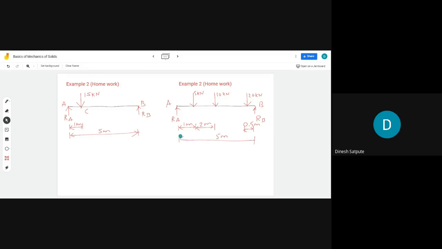Okay, if you have any doubt, you can ask me right now, because I'm going to conclude the lecture now. You can take a screenshot of this, and you have to solve these two numericals. If you have any problem, you can text me on WhatsApp.